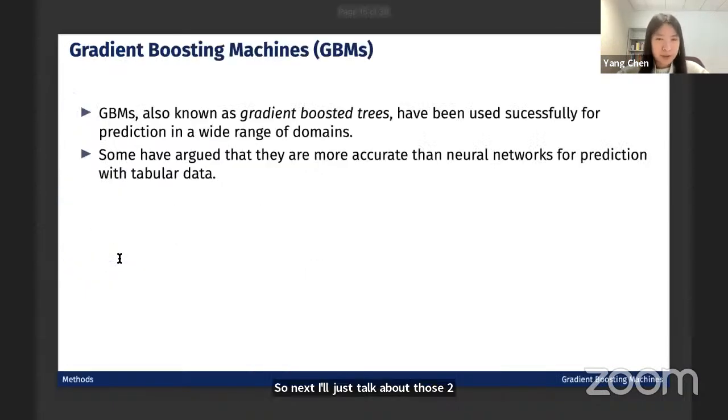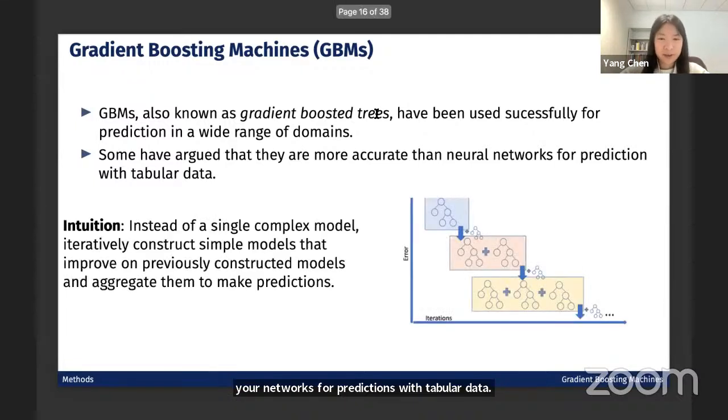Gradient boosting machines, or gradient boosted trees, of course, the base is the tree. It's been used super successfully in a wide range of domains. And in a recent publication in 2021, they validated and showed that gradient boosting machines can give more accurate results than neural networks for predictions with tabular data. So in the Sym-H prediction problems, we do have tabular data.